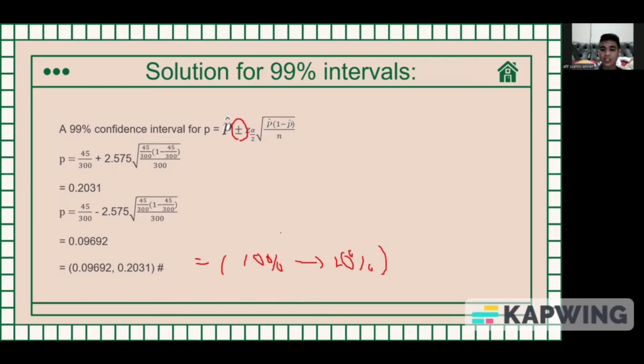And I need to mention that referring to the past question, which is 99% versus 95%, we will get wider intervals, which is 10 to 20%, compared to the previous one, which is 95%, where we only have 11 to 20%.